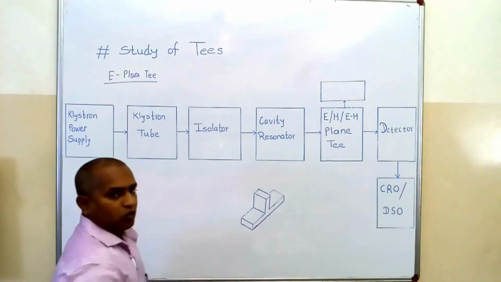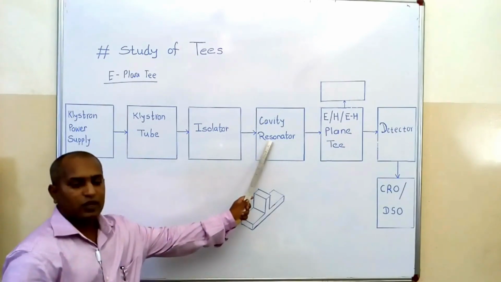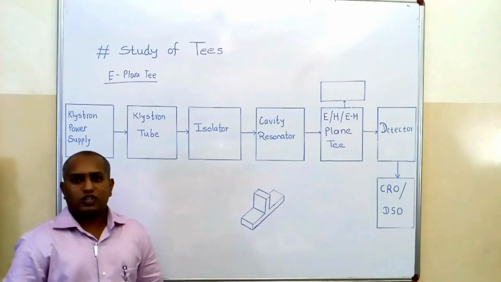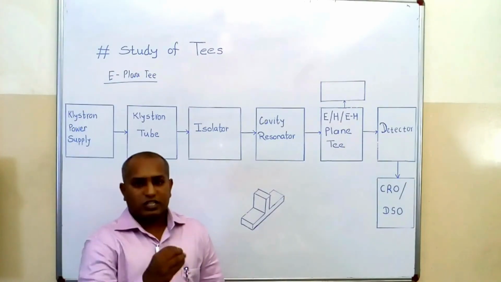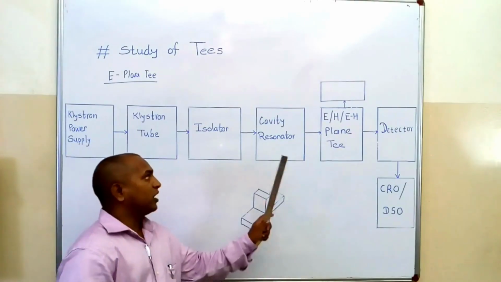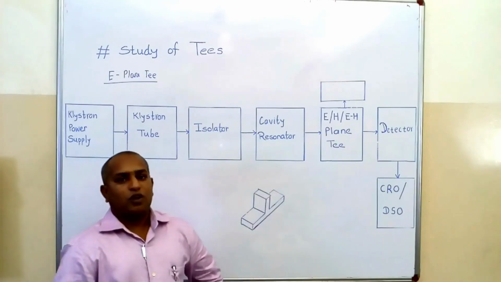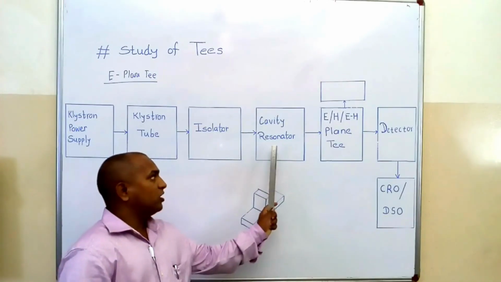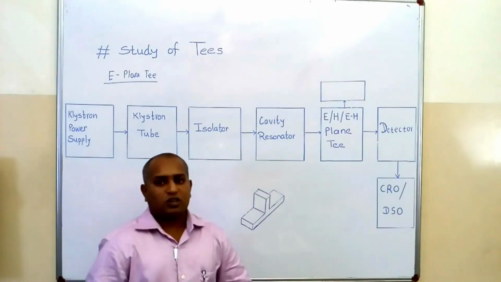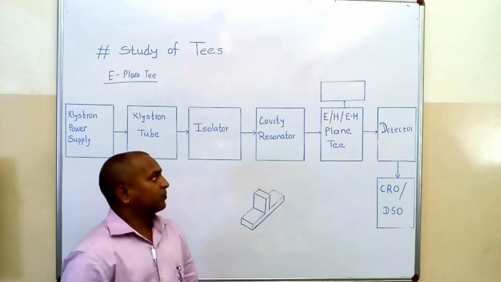The next block of this block diagram is the cavity resonator. We know that we cannot measure microwave frequency by using a CRO or DSO. To measure the microwave frequency, we use a cavity resonator, also known as a frequency meter. And we saw in the oscillator characteristics how to measure the operating frequency of any microwave signal.